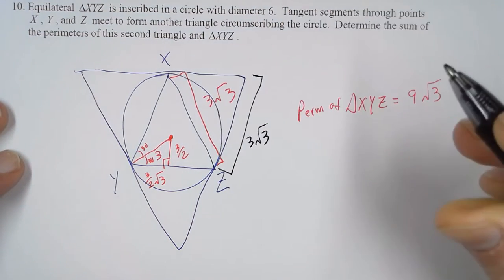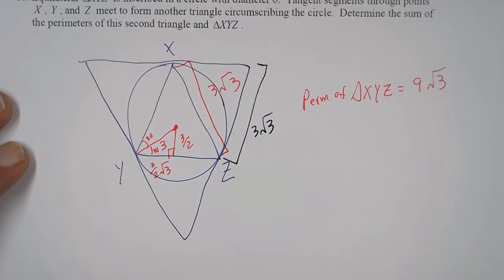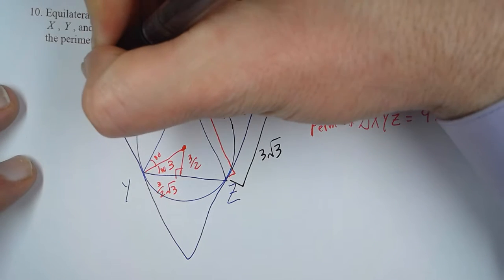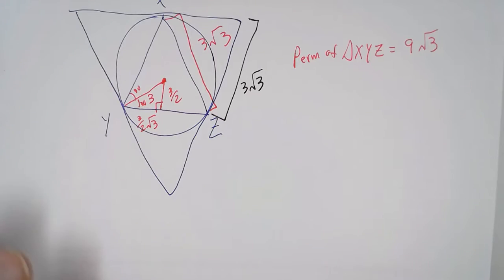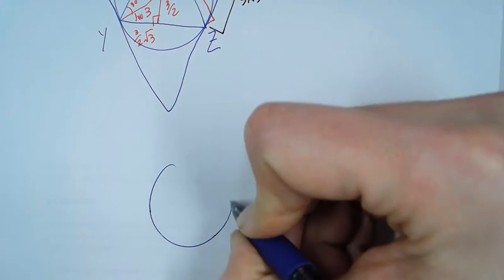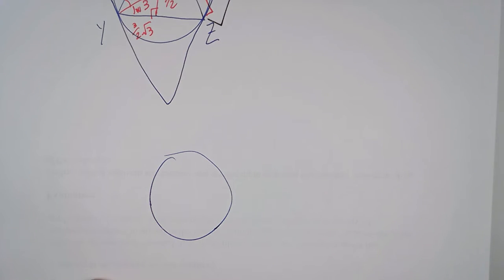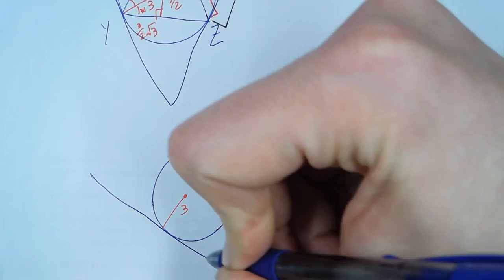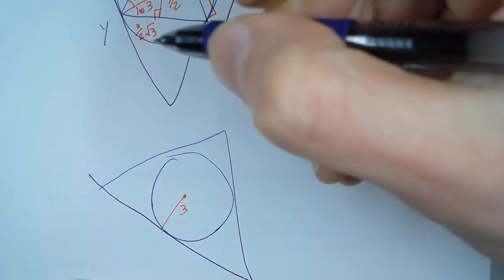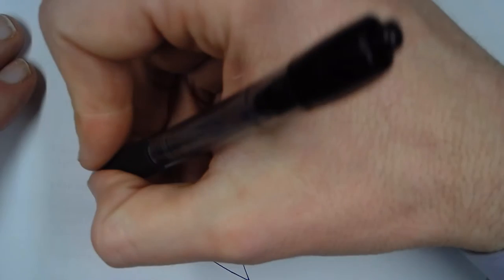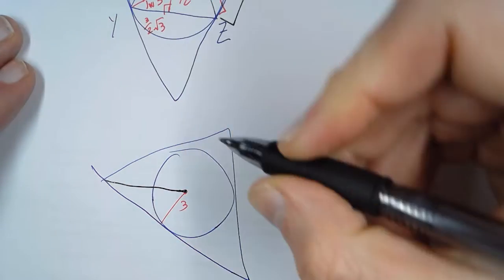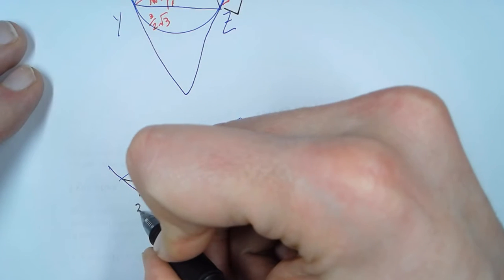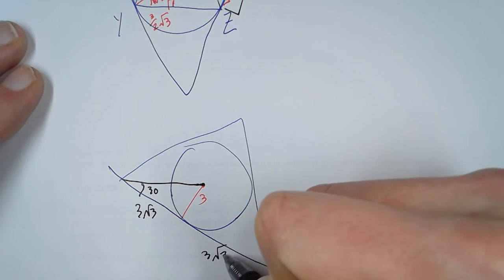3 radical 3. Now, if you're not sure about that, what you can do is you can work like this and say, all right, we know that this circle has a radius of 3. And we've got this, it's not drawn to scale, but that's okay. If I connect this like that, this is also 30 degrees. So that means this is 3 radical 3, just as this is 3 radical 3.